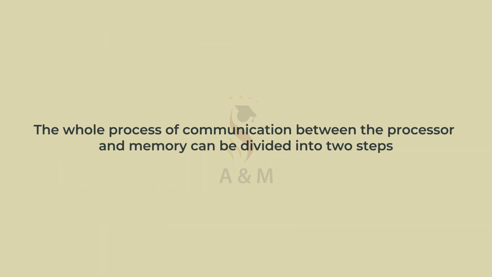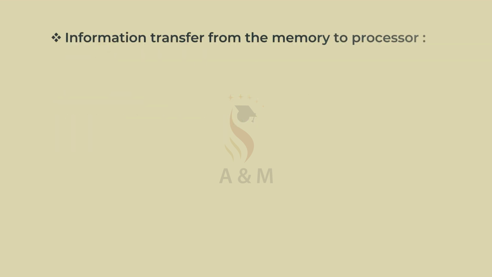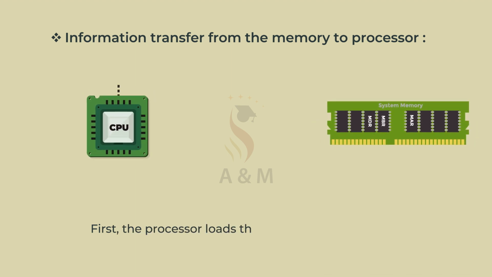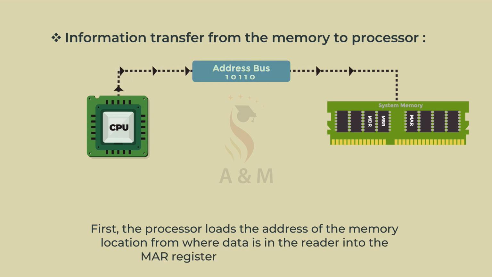The whole process of communication between the processor and memory can be divided into two steps. First, information transfer from the memory to the processor, and second, writing information in the memory. Now the first one, information transfer from the memory to the processor. First, the processor loads the address of the memory location from where the data is to be read into the MAR register using the address bus.